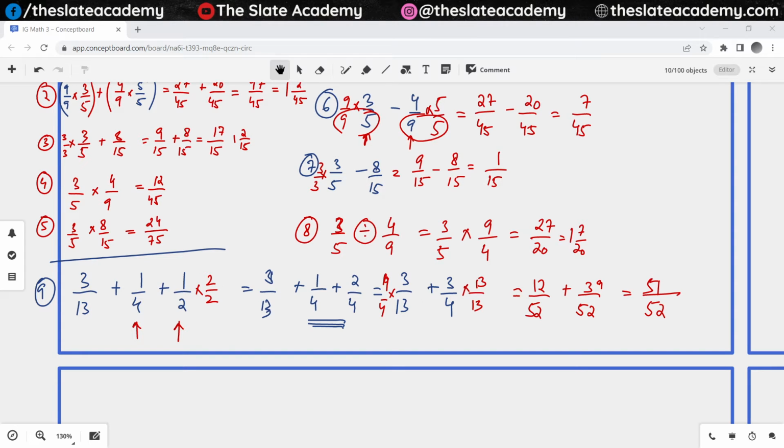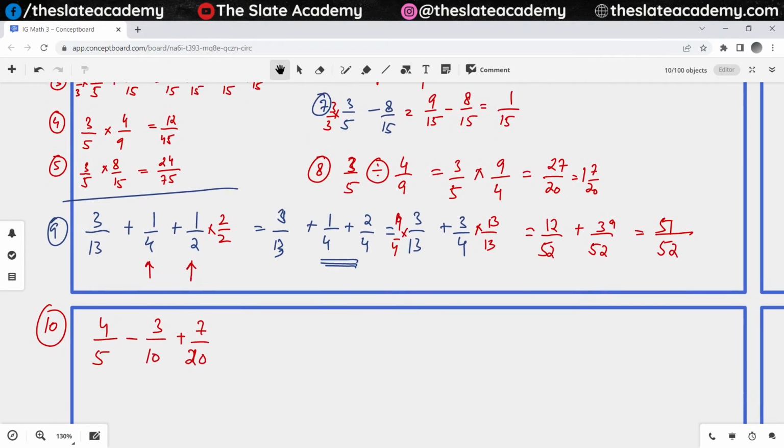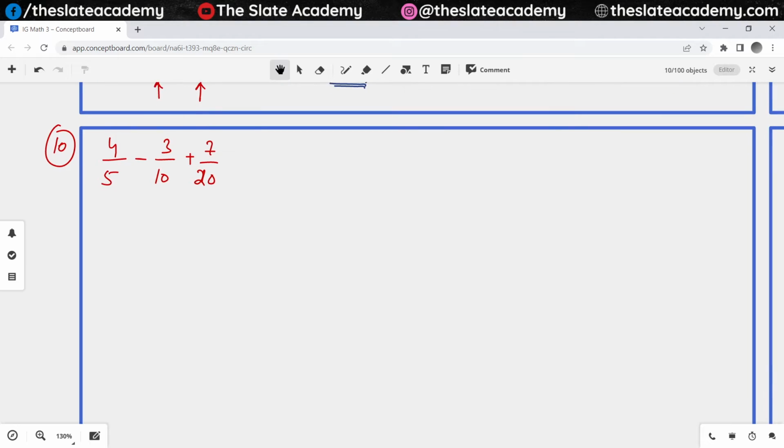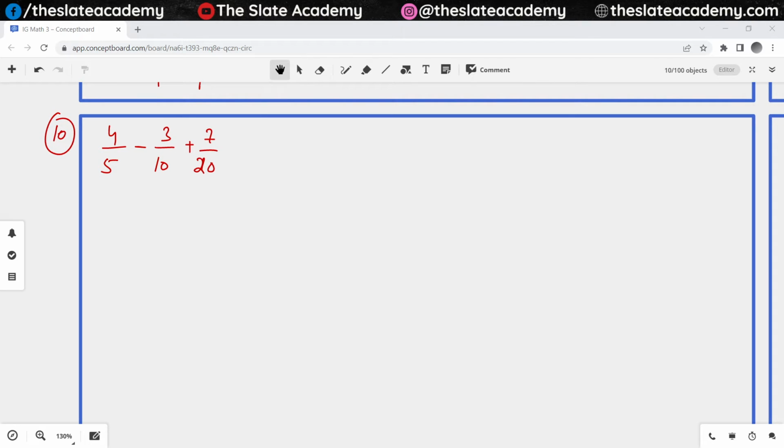let's say we have, which question would this be? Question number 10. Okay, we have 4 by 5 minus 3 by 10 plus 7 by 20. How do I solve this one? What's the first thing that I should do to solve this part? So the first two fractions that we would handle are this and this.